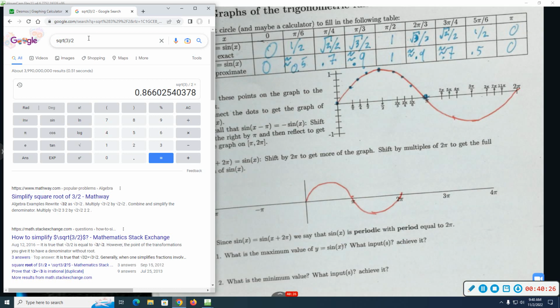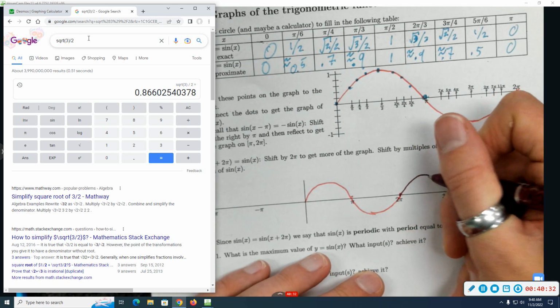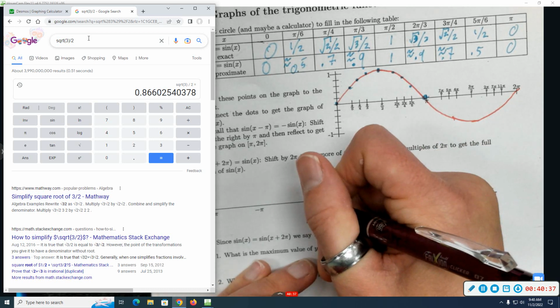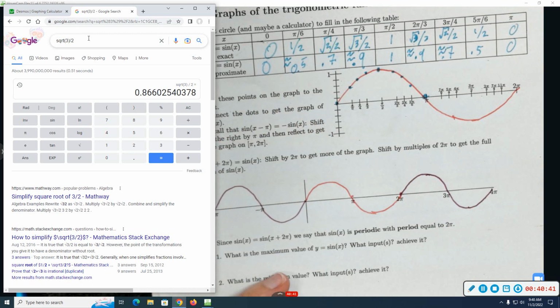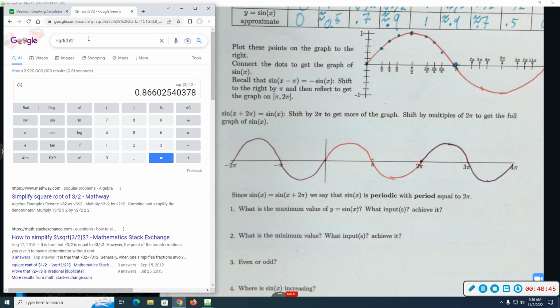I should be able to shift that left or right by 2 pi and get the exact same graph back. So there's shifted right by 2 pi. Here it is shifted left by 2 pi. Cool. Does that feel pretty all right?